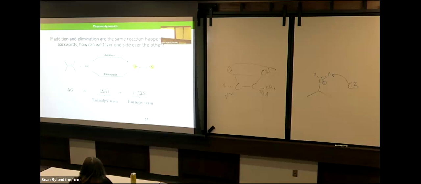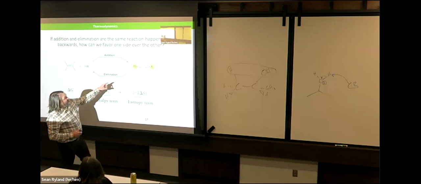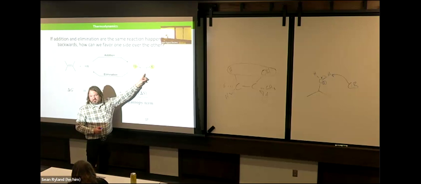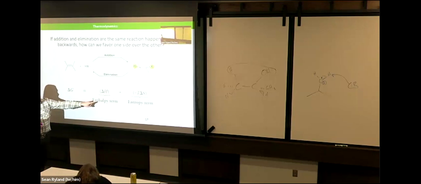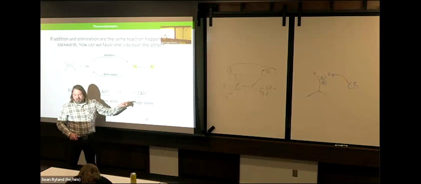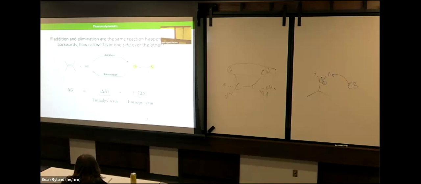If we wanted to favor addition, we want the addition to happen and we don't want the elimination reaction to happen. How would we do that? What would we do? We want to favor the enthalpy term. The enthalpy term favors addition because now we're all sigma bonds. Sigma bonds are better than pi bonds, more stable. We can't really change the enthalpy term, but we can change the entropy term with this T in front of it, right? So we're going to want to do this at high temperature or low temperature. Yeah, low temperature is going to favor the addition. High temperature is going to favor the elimination.